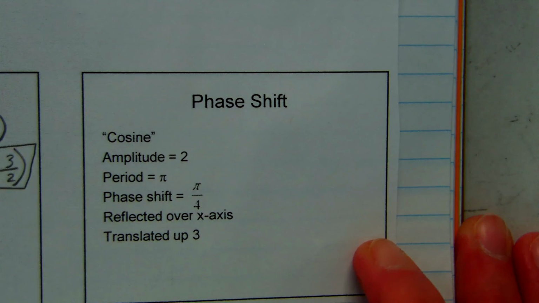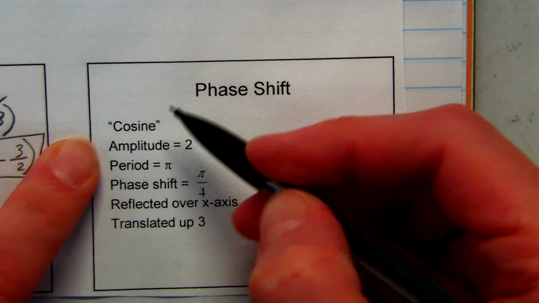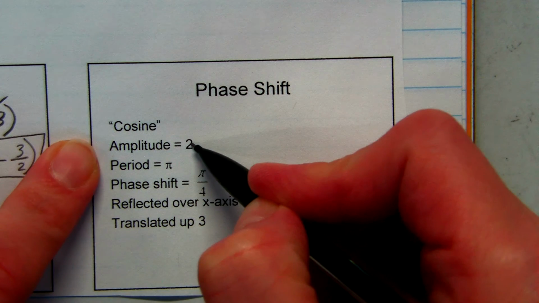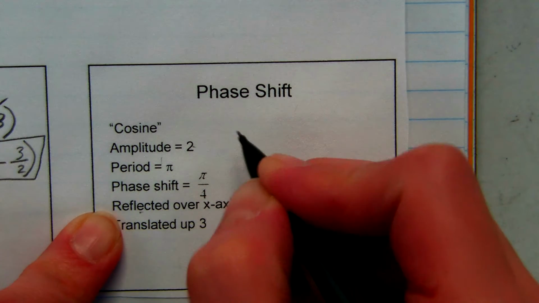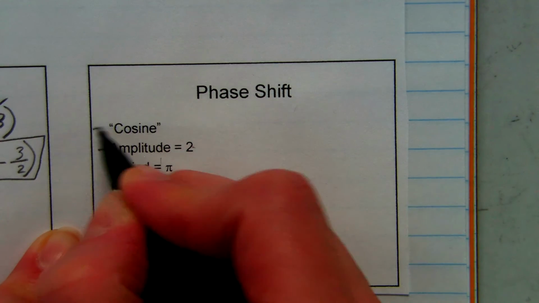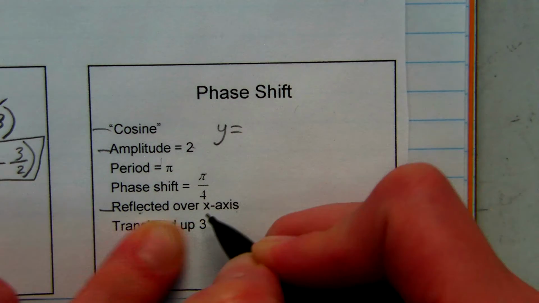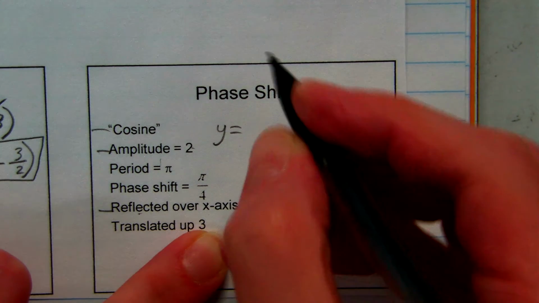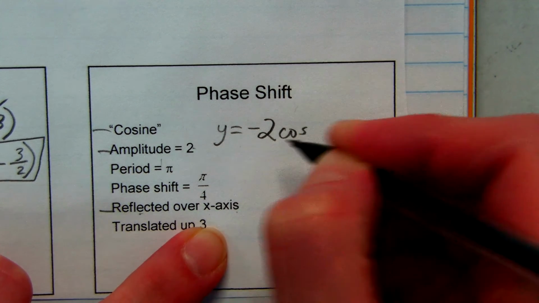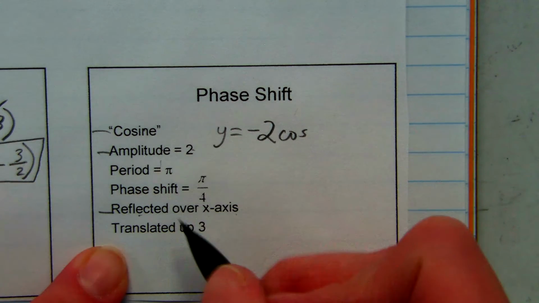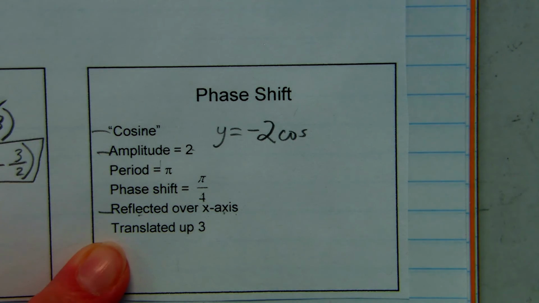Okay, one more. So it's cosine, and the amplitude's 2, but if you look down a little bit, it's also reflected over the x-axis. So I'm going to use this and this and this to get this started. What does the reflection tell me? Negative. I'm going to have -2 in front of my cosine instead of just 2. So the cosine, amplitude's 2, it's reflected over the x-axis.